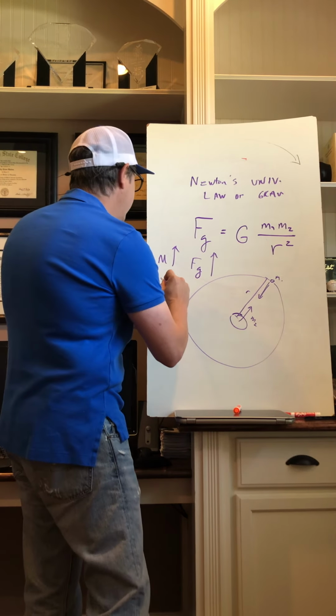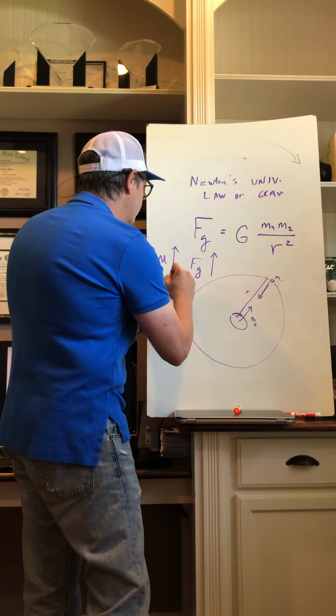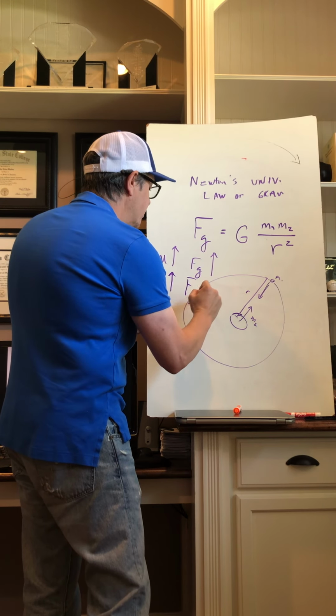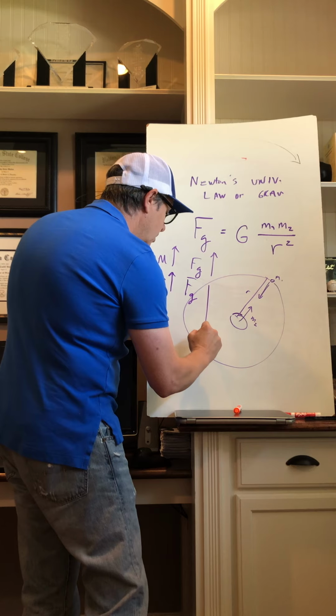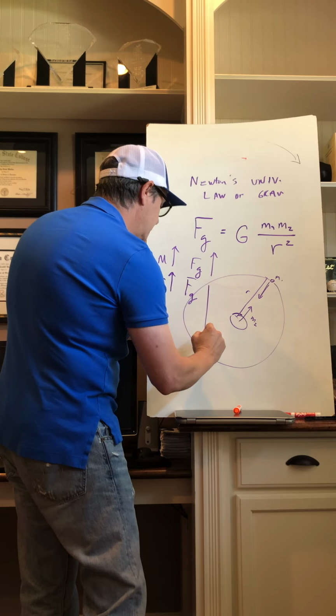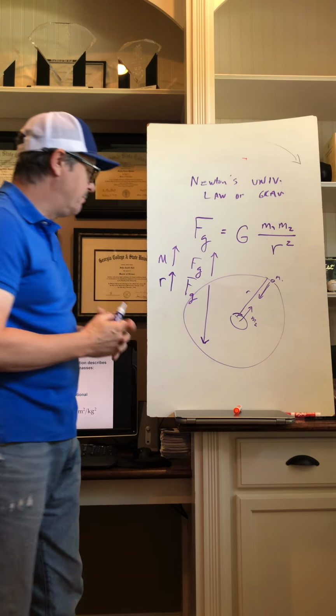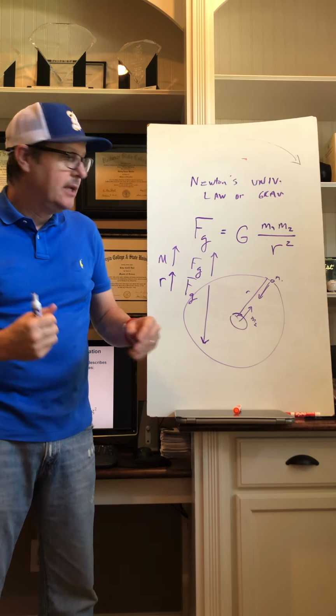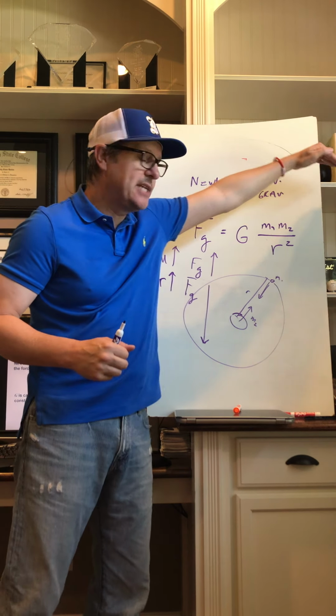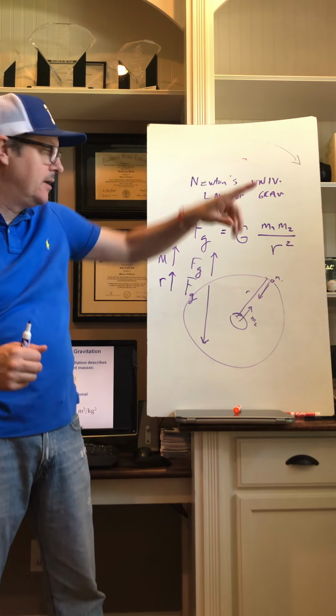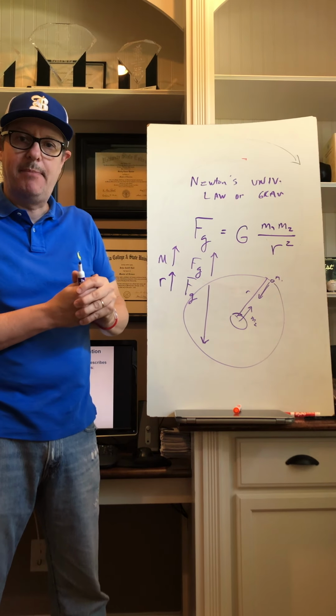So let's say that if the radius goes up, then the gravitational force goes down, not just in a one-to-one, but exponentially. If I were to put the moon 3 times out there, 3 squared is 9. The gravitational force would go down by a factor of 9.